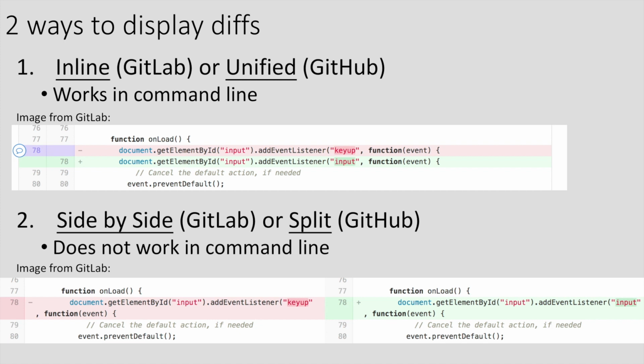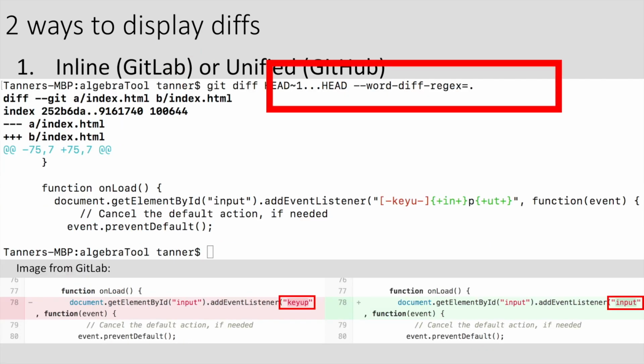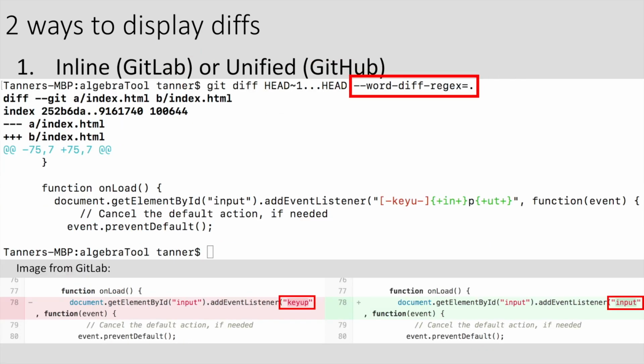In GitLab's side-by-side diffs, deleted code appears in red on the left and inserted code appears in green on the right. GitLab also highlights which characters changed. It is possible to get something like this in the command line using the --word-diff-regex flag.